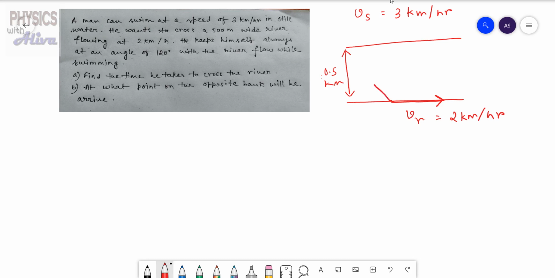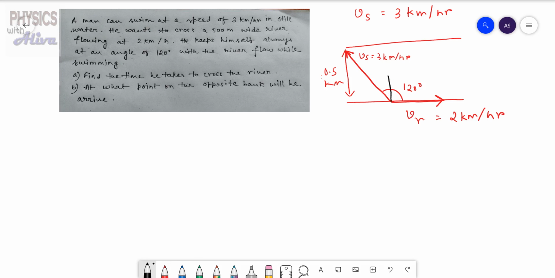So this is the direction of the man's swimming because the angle is 120. Okay. So this is Vs, 3 km per hour. Now we have to find the time he takes to cross the river and at what point on the opposite bank will he arrive. At first, just make the two components of this velocity Vs.